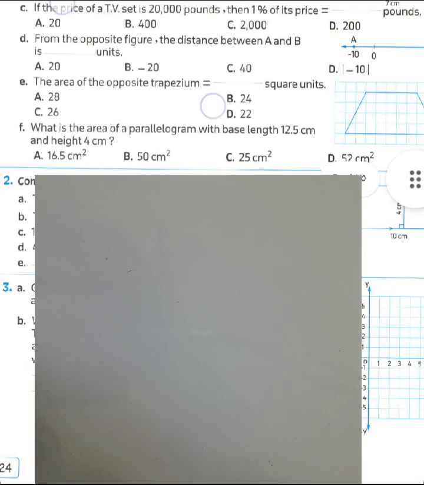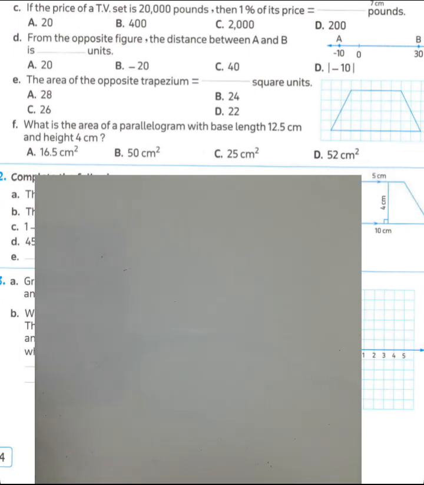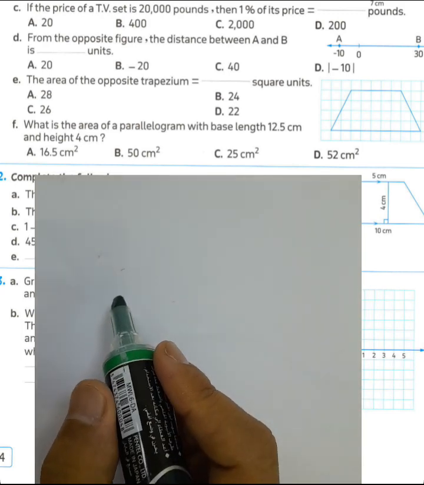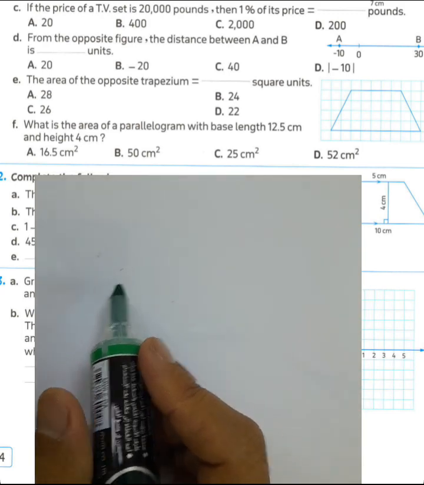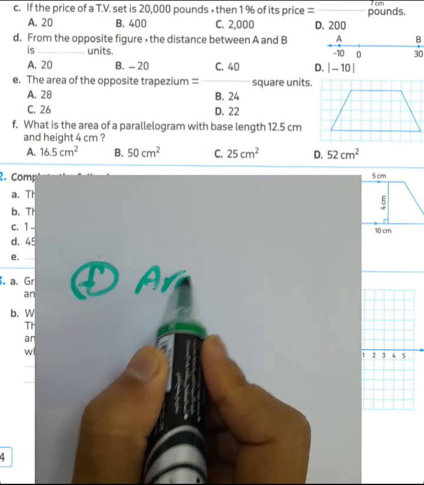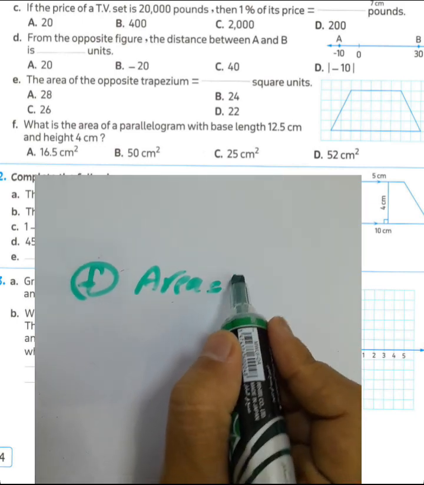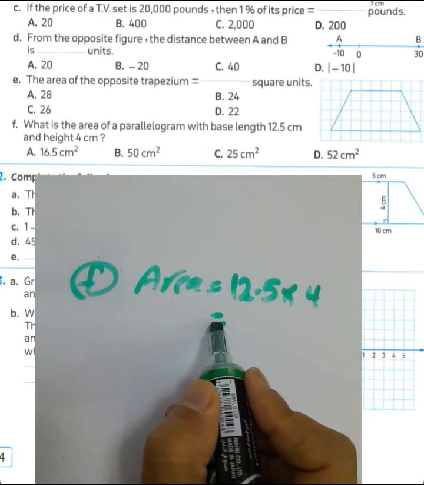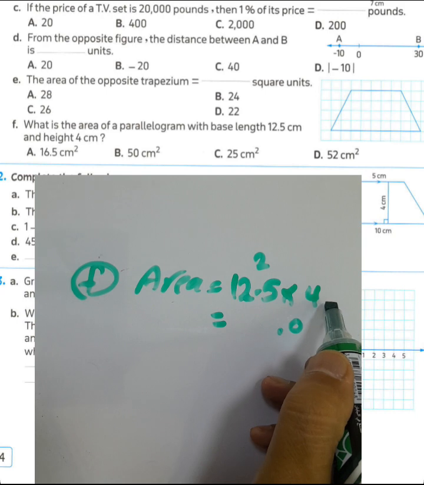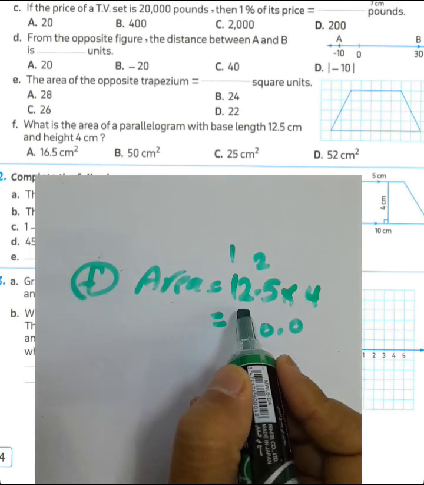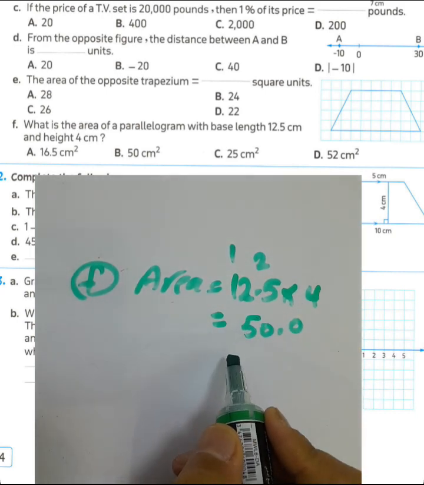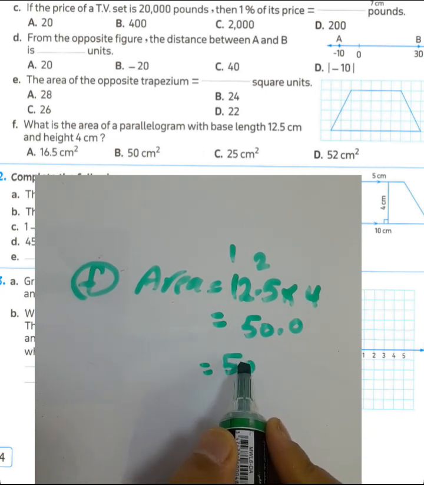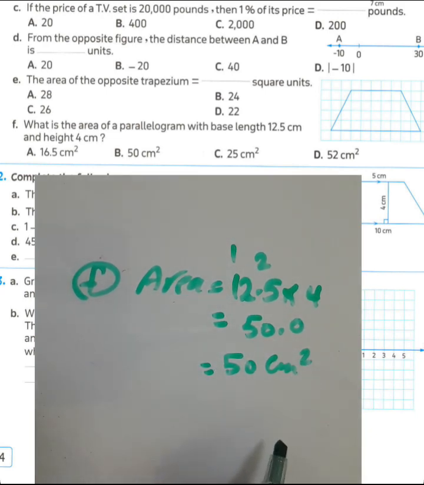Next question. What is the area of a parallelogram with base 12.5 centimeters and its height 4 centimeters? The area of a parallelogram equals base times the corresponding height. Then the area will be 12.5 times the corresponding height 4. 4 times 5 is 20, 0 and carry 2. 2 times 4 equals 8, plus 2 equals 10, 0 and carry 1. 1 times 4 equals 4, plus 1 equals 5. The result will be 50 square centimeters.